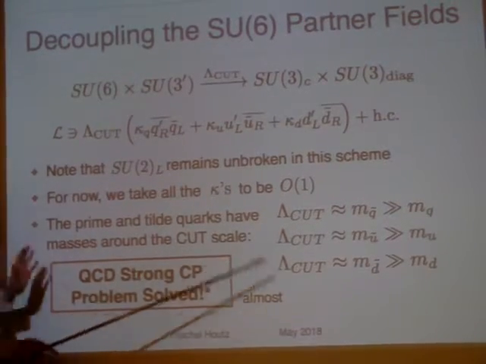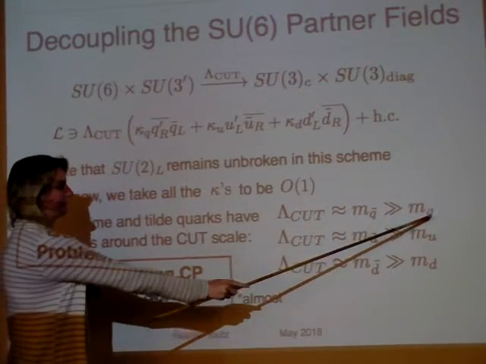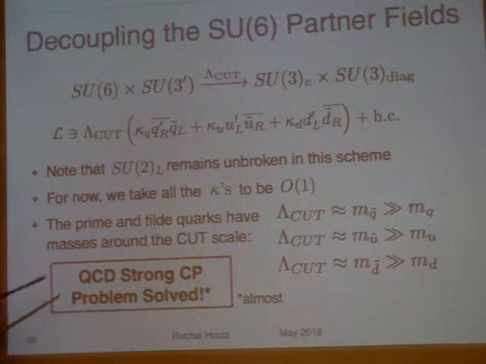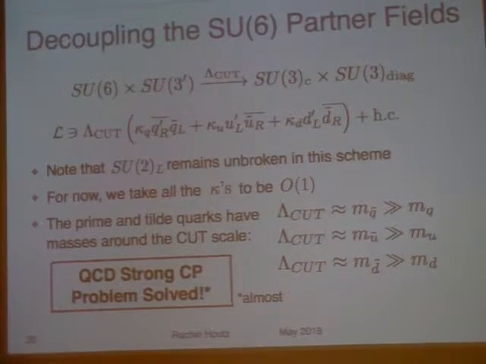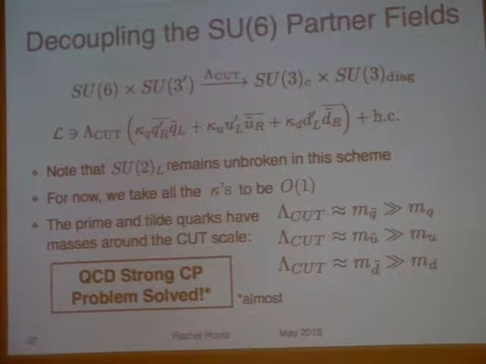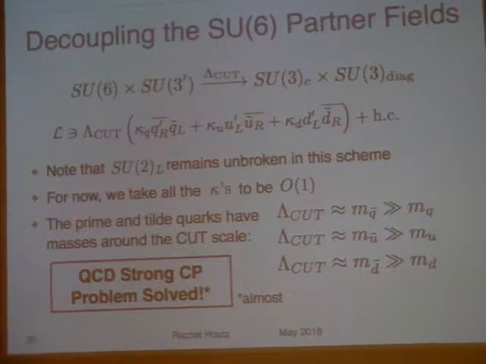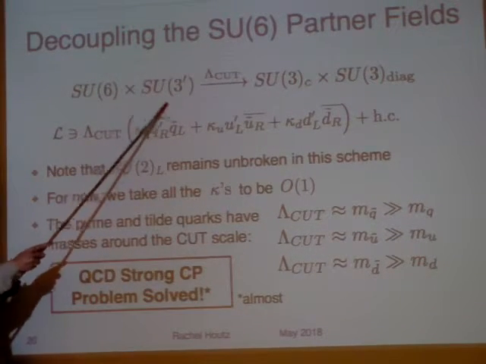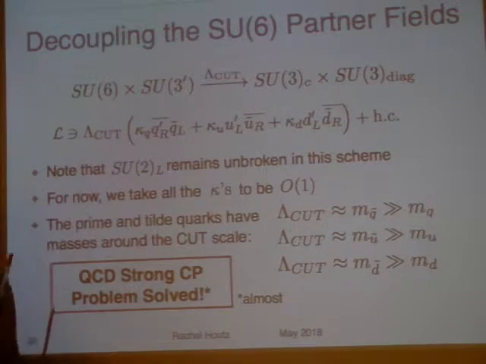And so now we have exactly what we want. These tildes are much, much more massive than Q because they're sitting up at this color unification scale. And the strong CP problem is solved, almost. Does anyone know why, almost? Yeah, I've introduced a new non-abelian gauge group with its own theta CP.